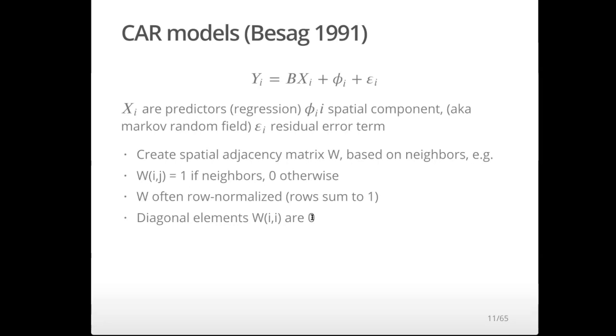Normally we would think that if we're interested in mapping neighbors, any cell would be a neighbor with itself. But as I'll show in a second, for computational reasons, the diagonal of that W matrix will be 0.